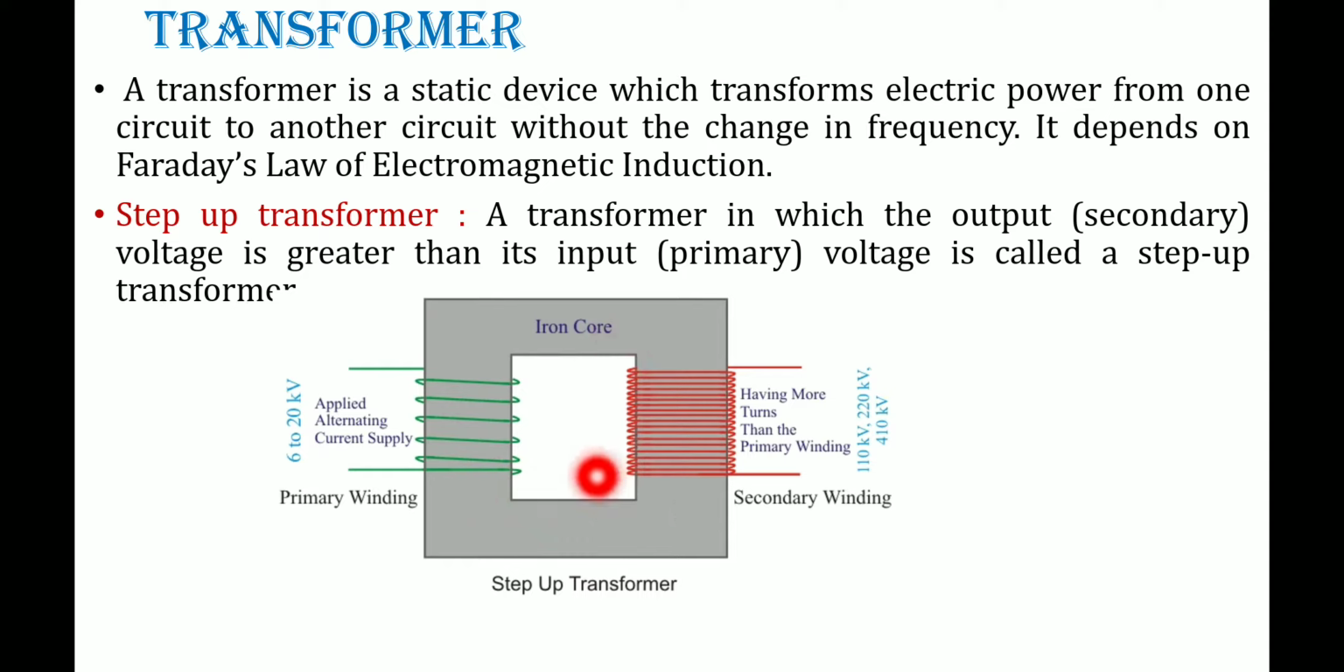Inside this iron core, a window will be present. The window is the space for accommodation of the primary winding as well as the secondary winding. See here, this is the primary winding and this is the secondary winding. Comparatively, which side has more number of turns? The secondary side.